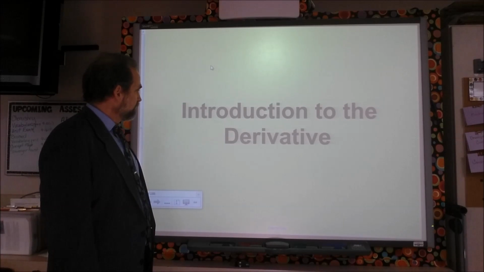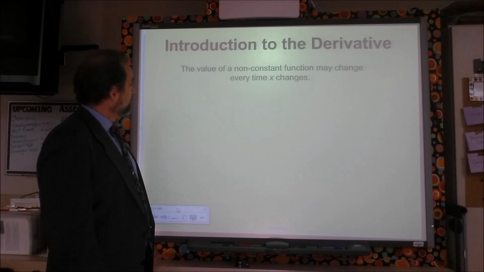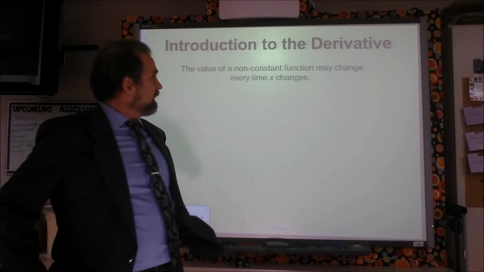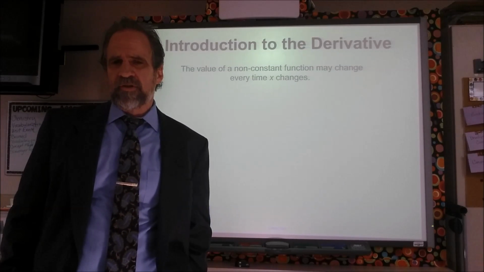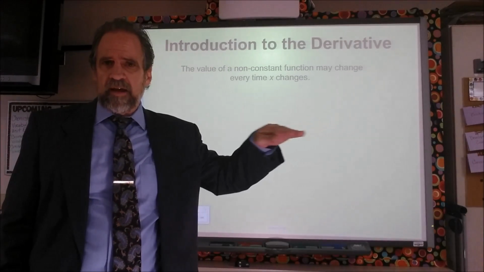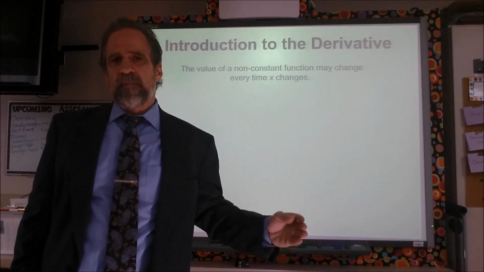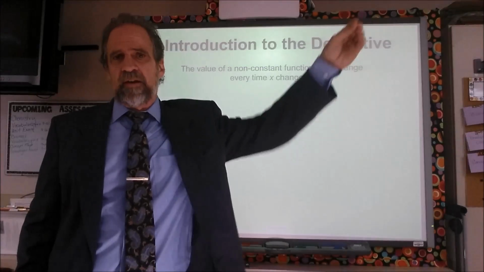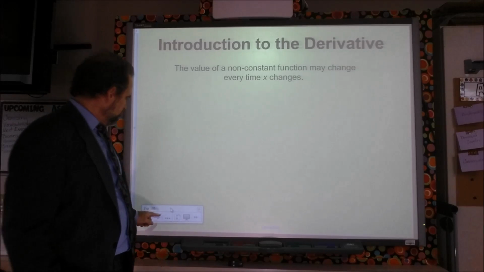So let's take a look at some information. The value of a non-constant function may change every time x changes. In other words, if the line is not a constant, like y equals 2, which would be a flat horizontal line, then it has some slope or some curve. So as I change my x value, my y values at different x positions will be in different places. That's all this is saying.